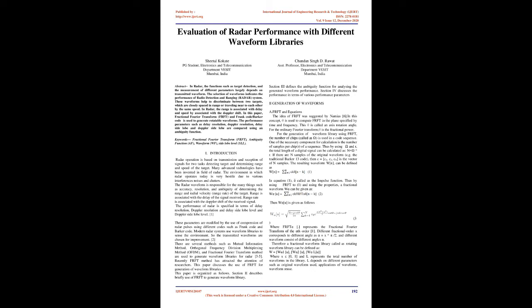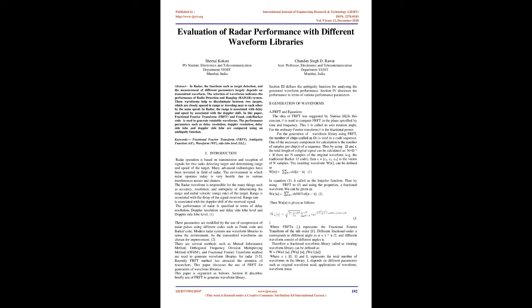by the same speed. In radar, the range is associated with delay and speed is associated with the Doppler shift. In this paper, Fractional Fourier Transform (FRFT) and Frank code/Barker code are used to generate rotatable waveforms. The performance parameters such as delay resolution, Doppler resolution, delay side lobe and Doppler side lobe are compared using an ambiguity function. Keywords: Fractional Fourier Transform, FRFT, ambiguity function, AF, waveform, WF, side lobe level, SLL.